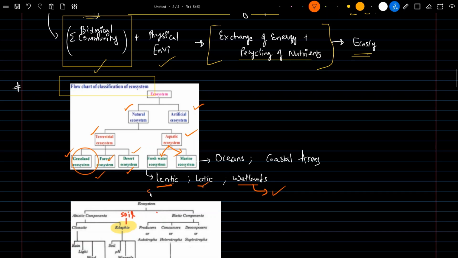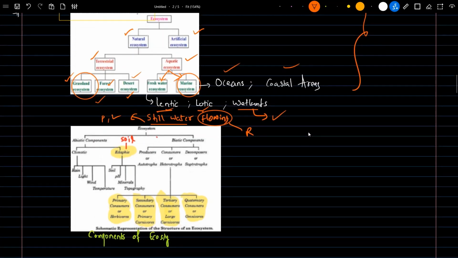And coming to what is lentic, lotic. So lentic is basically still water. Lotic is basically flowing water. So what does still water mean? Still water means ponds, lakes, all those things, whereas flowing water means rivers. Next, coming to marine ecosystem. So marine ecosystem majorly consists of oceans and coastal areas. So this is the broad classification of ecosystem.